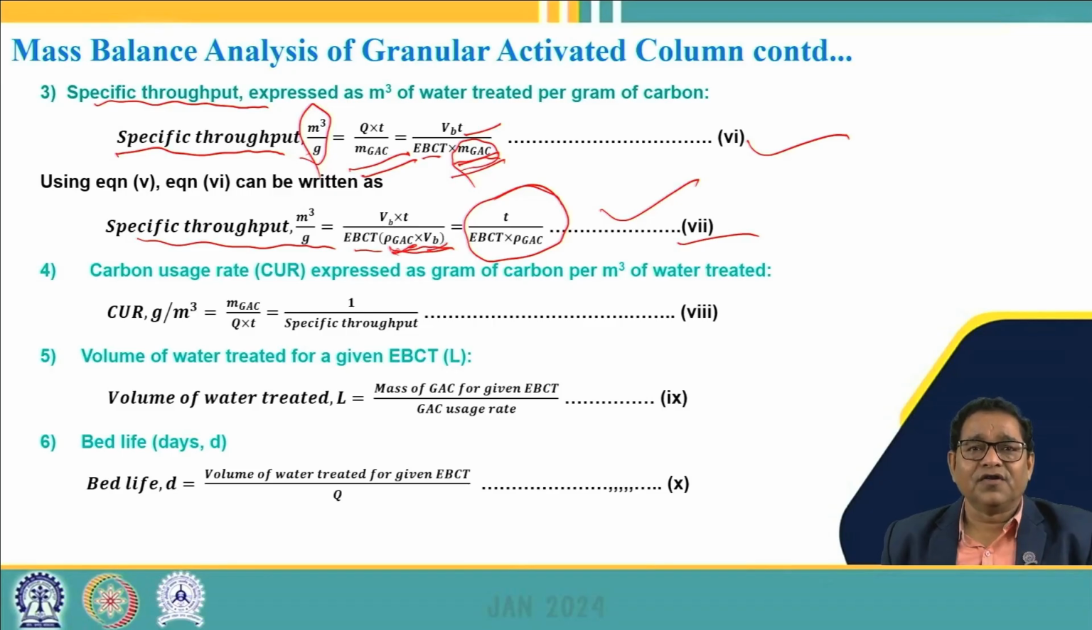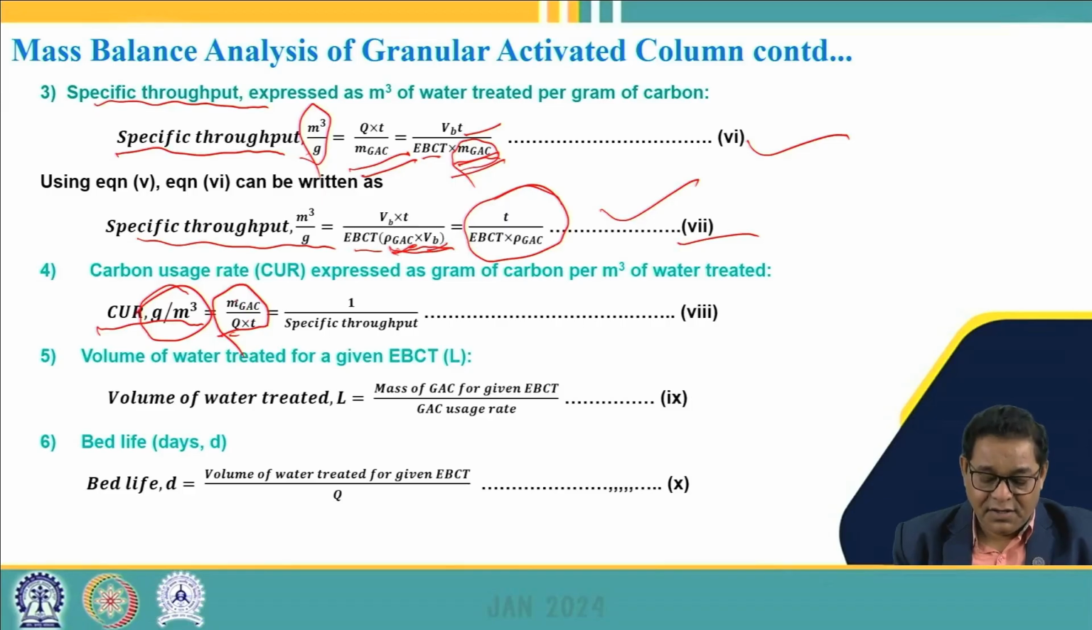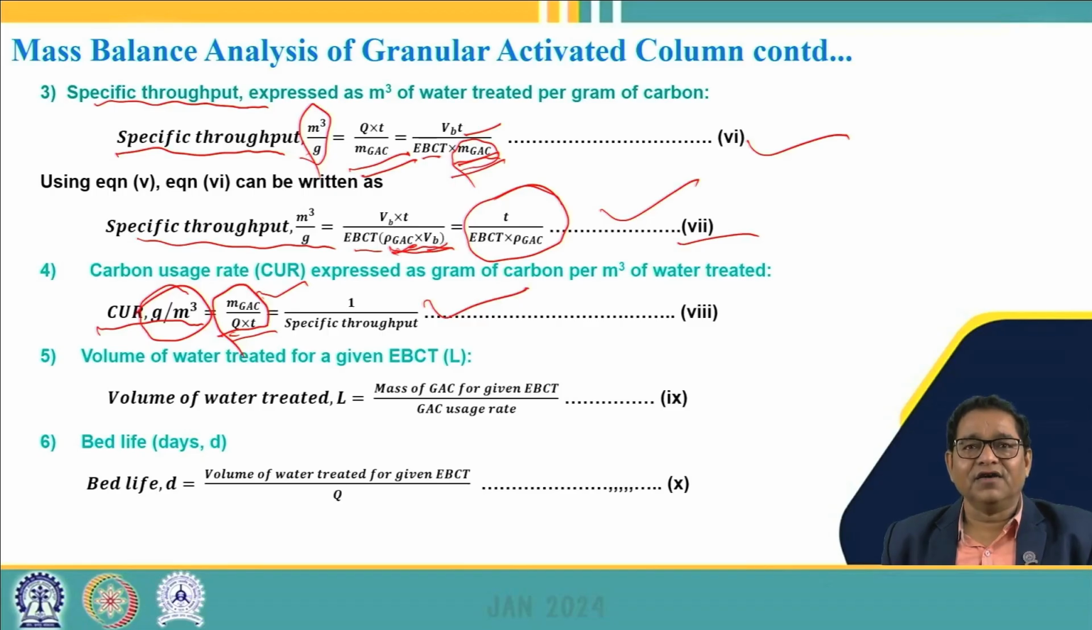And then similarly the carbon usage rate. The carbon usage rate is basically how much carbon is required for treating unit volume of the water or the wastewater. This is CUR, which indicates the carbon usage rate, and its unit is gram per meter cube. We write it as the mass of granular activated carbon divided by Q into T, which is basically the volume of the water. This will give you the carbon usage rate, and as we see, this is the inverse of the specific throughput volume.